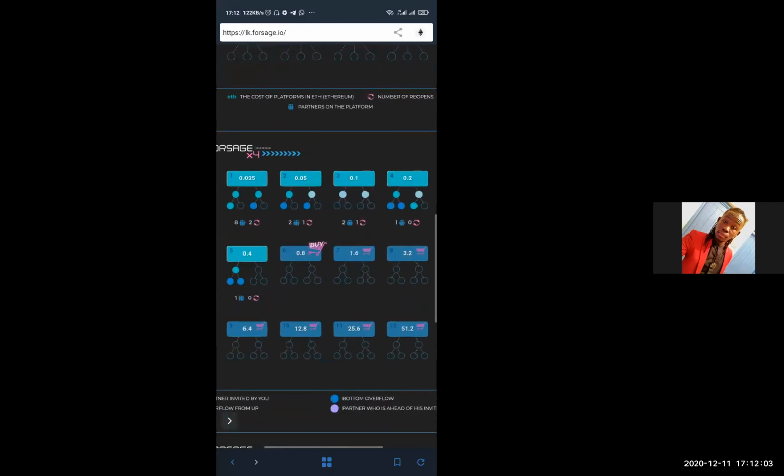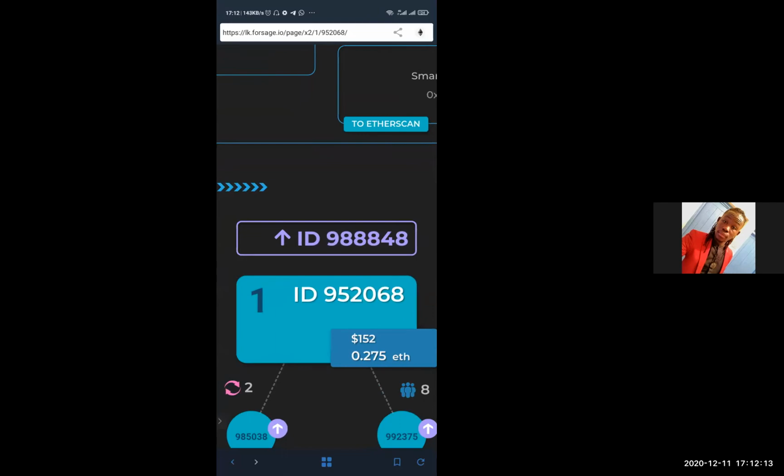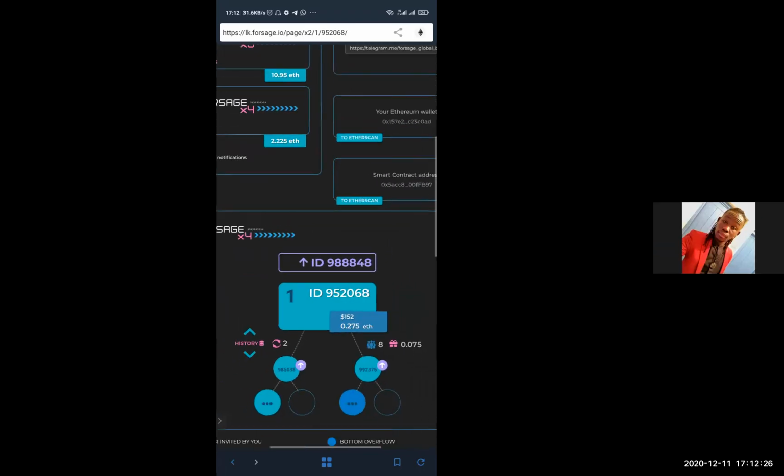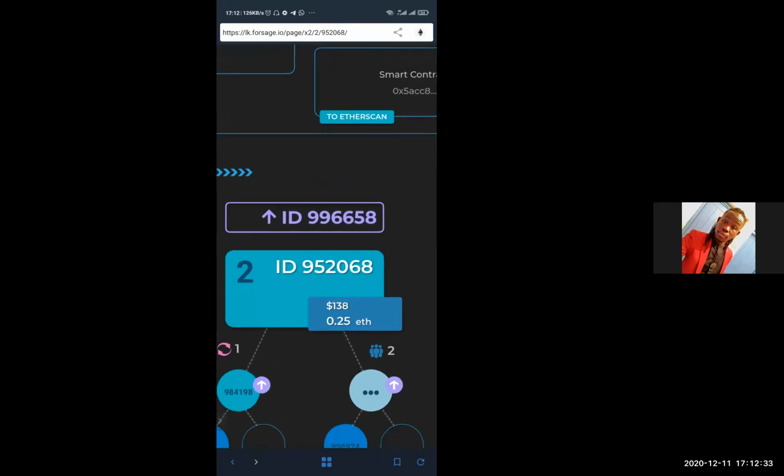If we go to X4, let's look at the first slot. When I opened this first slot on X4, it went to this matrix with this person with ID 98848. Can you see that? However, when I opened my second slot of the same X4, it was placed on a totally different person, ID 996658. So these two IDs are different. True or false? True.